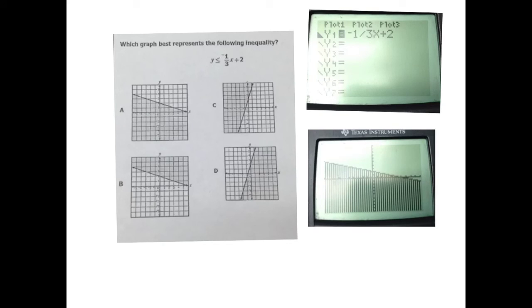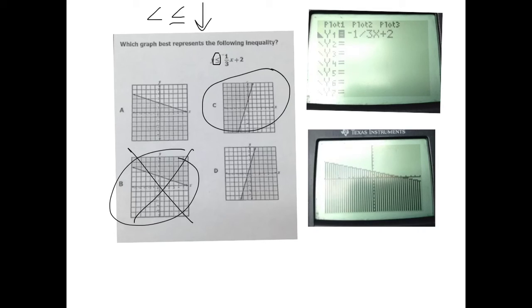Alright. The next one here says, which graph best represents the following inequality? Based on this symbol, we know that it's going to be a solid line. They're all solid lines. Less than and less than or equal to means shade down. This one and this one have been shaded up. Right? So now all I've got to do is figure out which one of these is negative 1/3 x plus 2. It looks like they both cross at 2. This has a negative slope, so it's going to be the one that goes downhill. So that's a process of elimination.